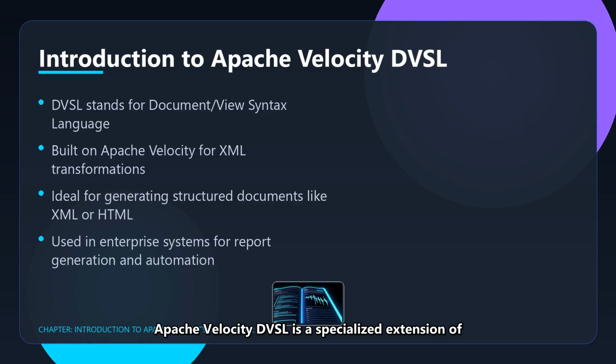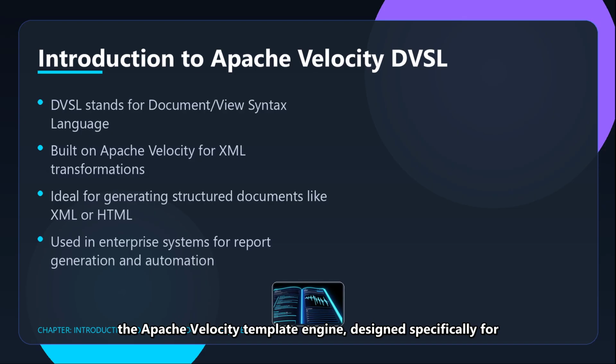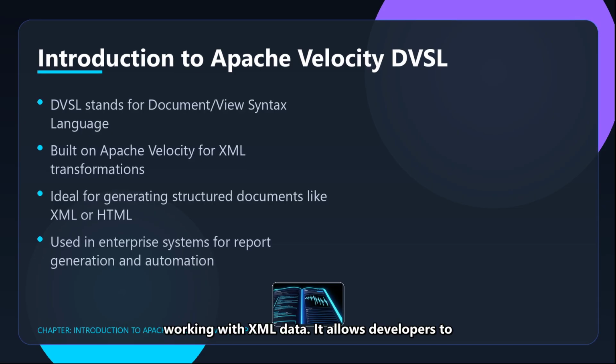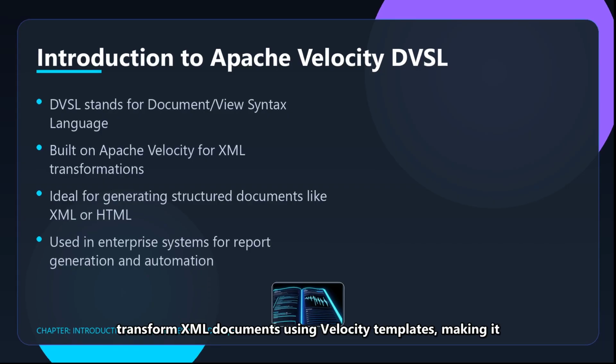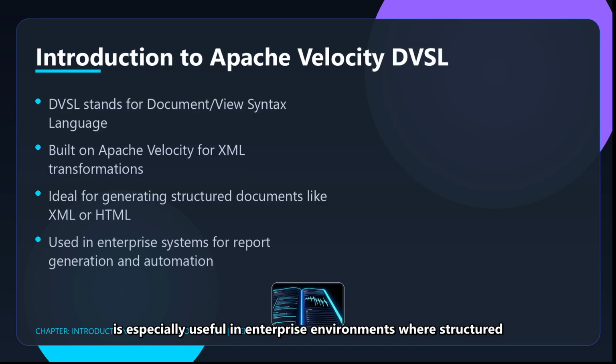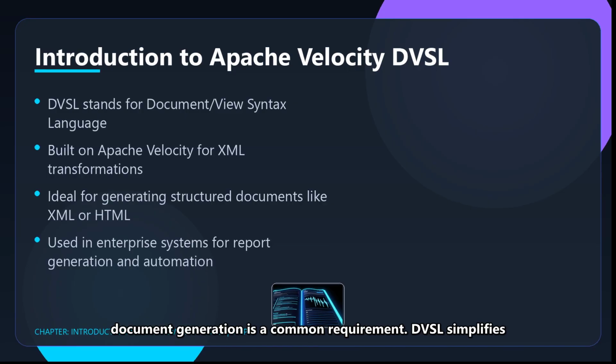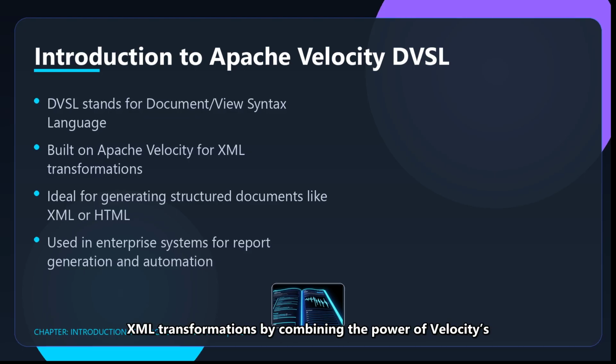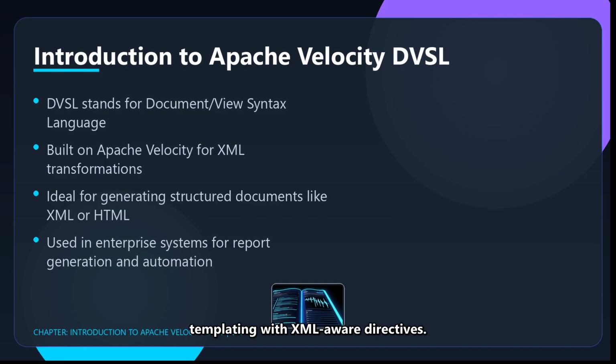Apache Velocity DVSL is a specialized extension of the Apache Velocity template engine, designed specifically for working with XML data. It allows developers to transform XML documents using Velocity templates, making it easier to generate dynamic XML outputs. This tool is especially useful in enterprise environments where structured document generation is a common requirement. DVSL simplifies XML transformations by combining the power of Velocity's templating with XML-aware directives.